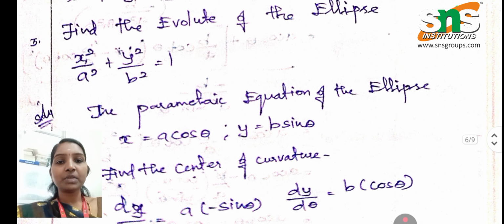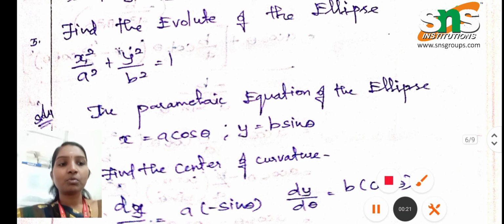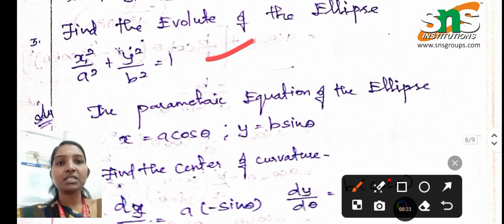In the previous videos, we have seen problem number 1 on the equation of the evolute of the given parabola. Now it is to find the evolute of the ellipse. What is the equation of the ellipse here? It is x squared by a squared plus y squared by b squared is equal to 1. This is the equation of the ellipse.